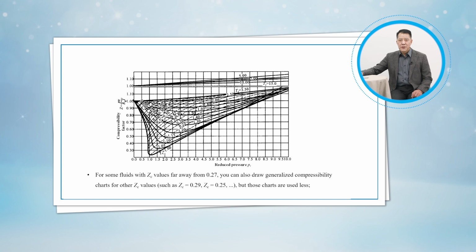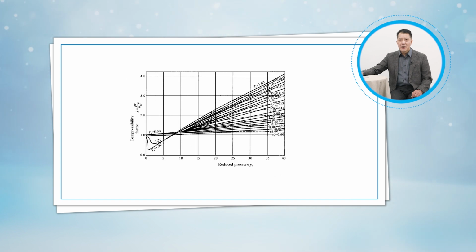For some fluids with Zc values far away from 0.27, you can also draw generalized compressibility charts for other Zc values, but those charts are used less. The generalized compressibility chart for the very large PR.